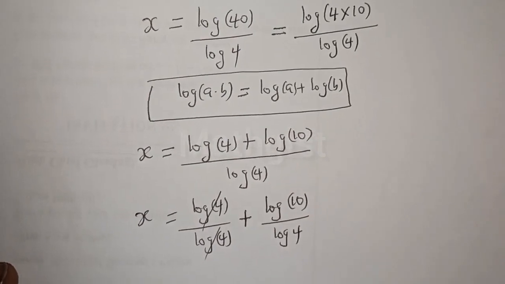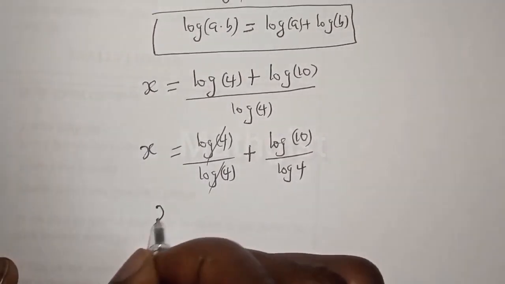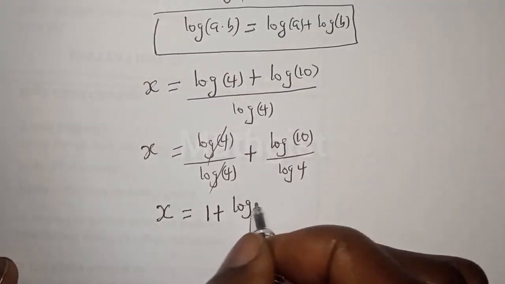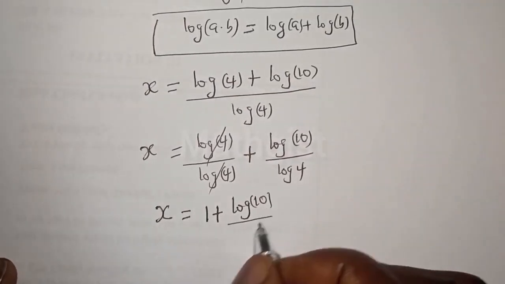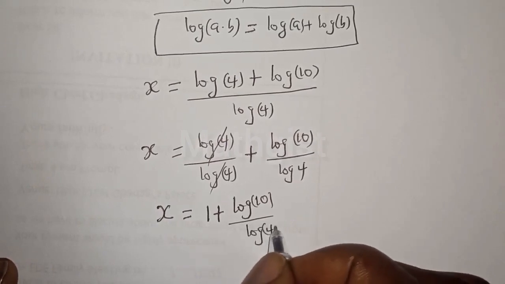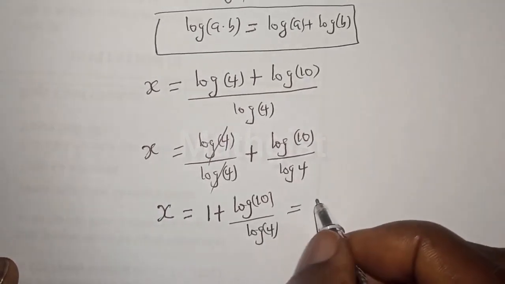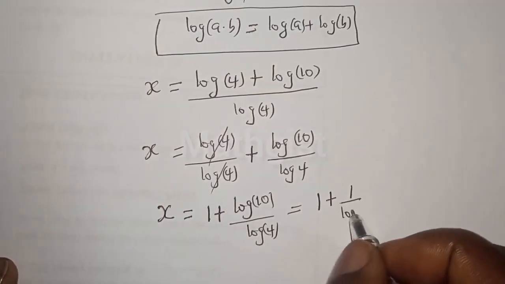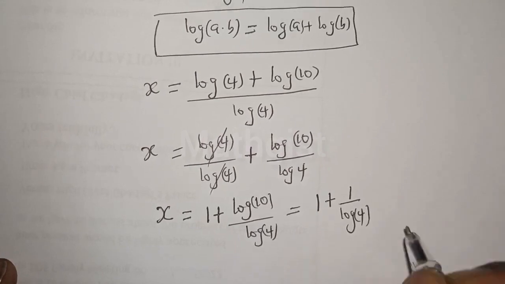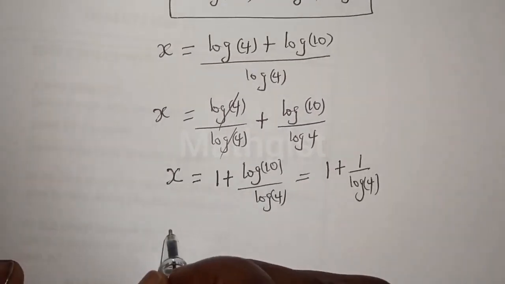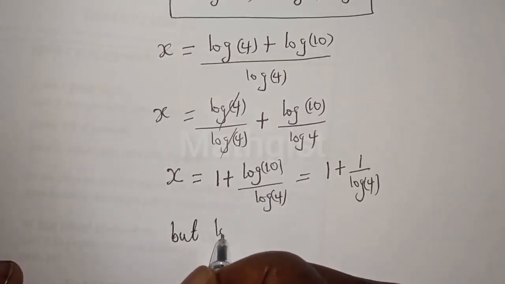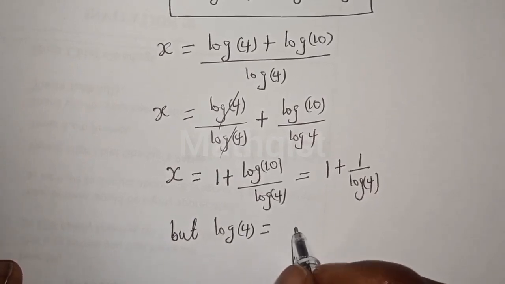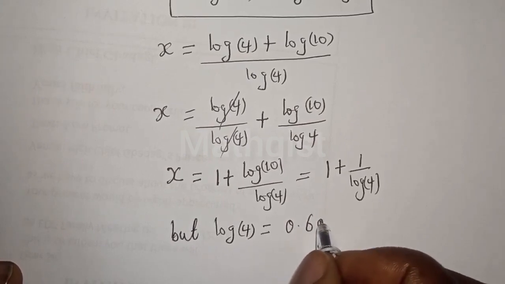This will cancel this. S is equal to 1 plus log 10 over log 4, and this is 1 plus 1 over log 4. But log 4 is equal to 0.602.